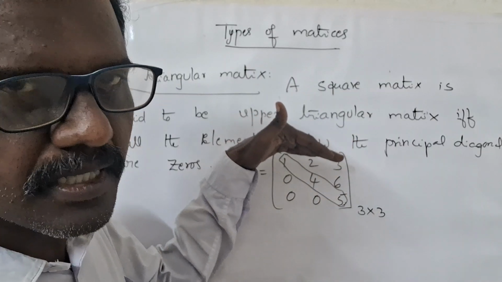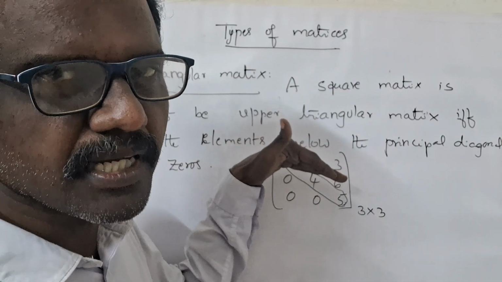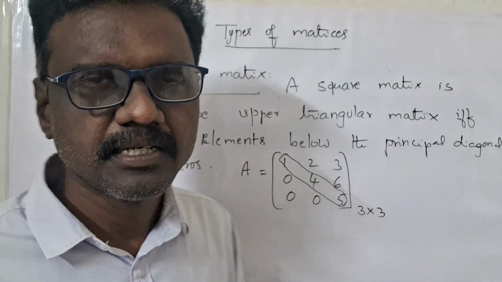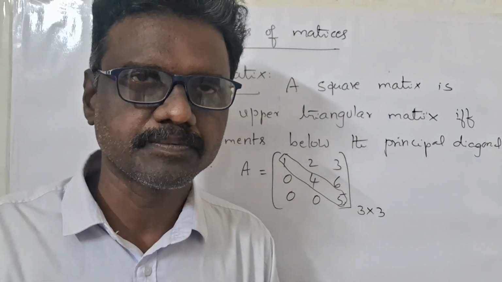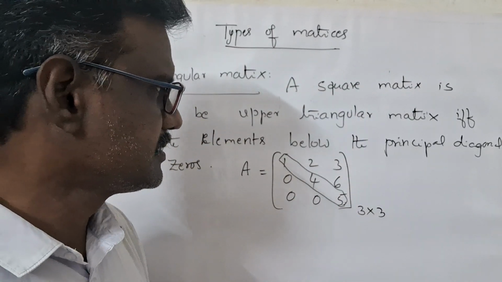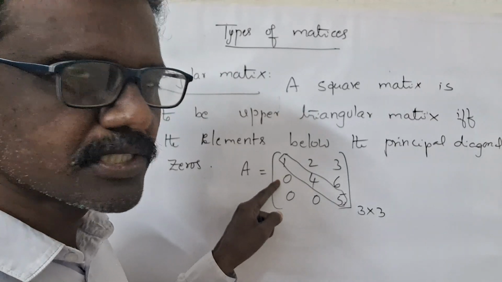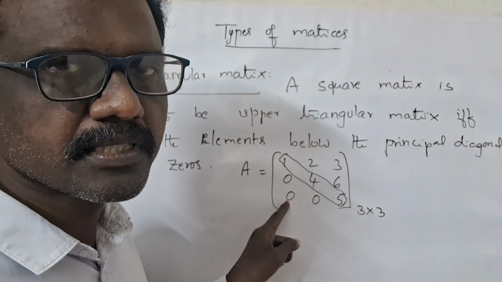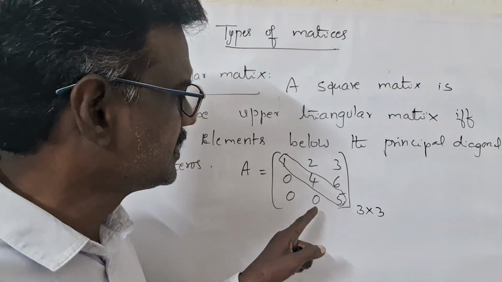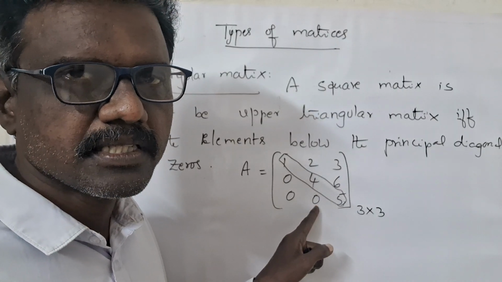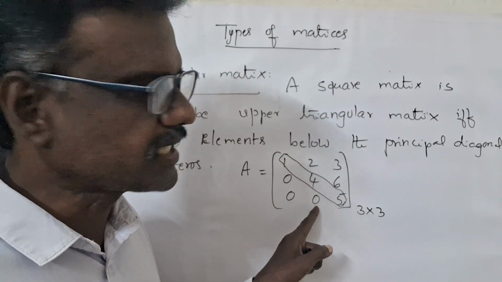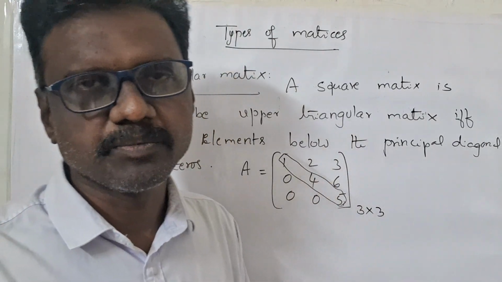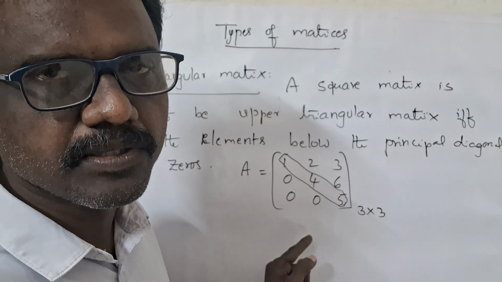It is an upper triangle above the principal diagonal. The existence of the matrix lies there, and below, all elements are zeros. I can write this in notation: this 0 element is (2,1), second row, first element. This 0 is (3,1), third row, first element. This 0 is (3,2), third row, second element. All the elements where row number is greater than column number become zeros.